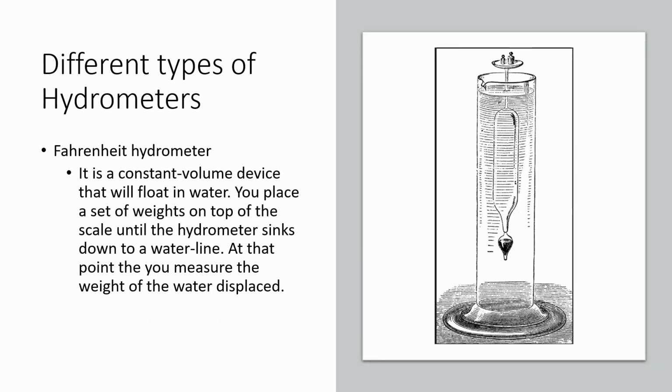Next is your Fahrenheit hydrometer. It's not very modern, but it's still of historical importance. So for our Fahrenheit hydrometer, this is a constant volume device that will float in water, and you're going to place a set of weights on top of the scale until the hydrometer sinks down to the water line. At that point, you measure the weight of the water displaced.